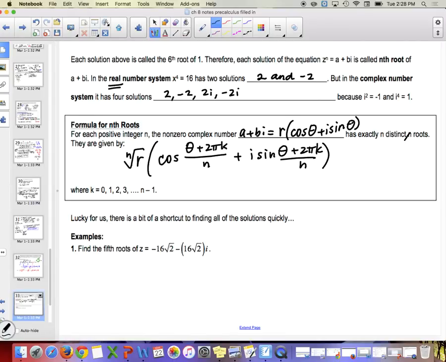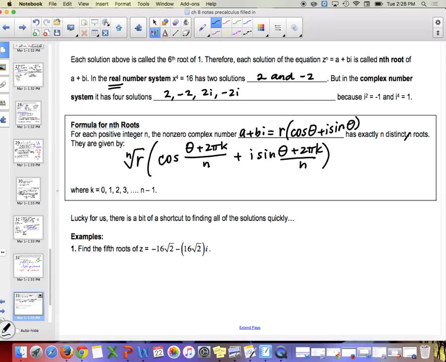So if you were going to the 8th root, you would have to plug in 0, 1, 2, 3, 4, 5, 6, 7, and you would write all 8 of those answers. So it's going to be a little time consuming. So it says, luckily for us, there is a shortcut for finding all the solutions quite quickly.